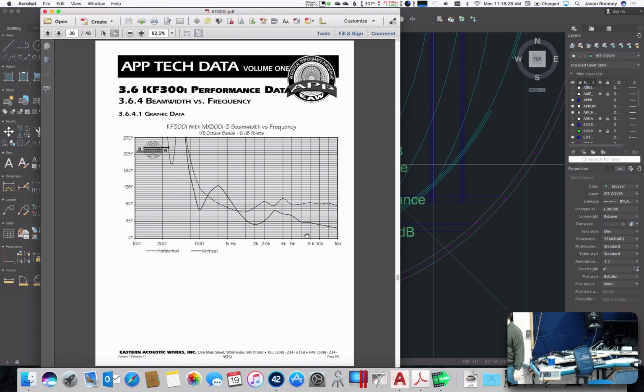So in order to create an array, you're looking for this kind of a beam width, where you want it to be consistent all the way across. So you're saying you want to do that?